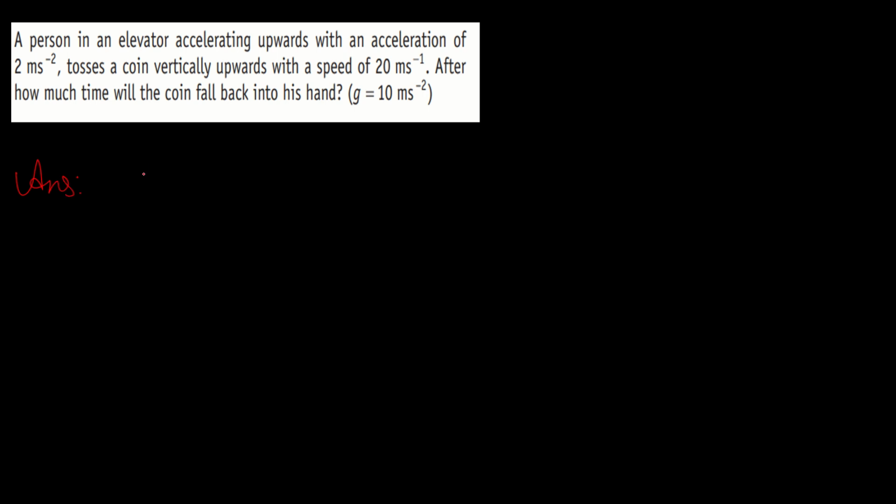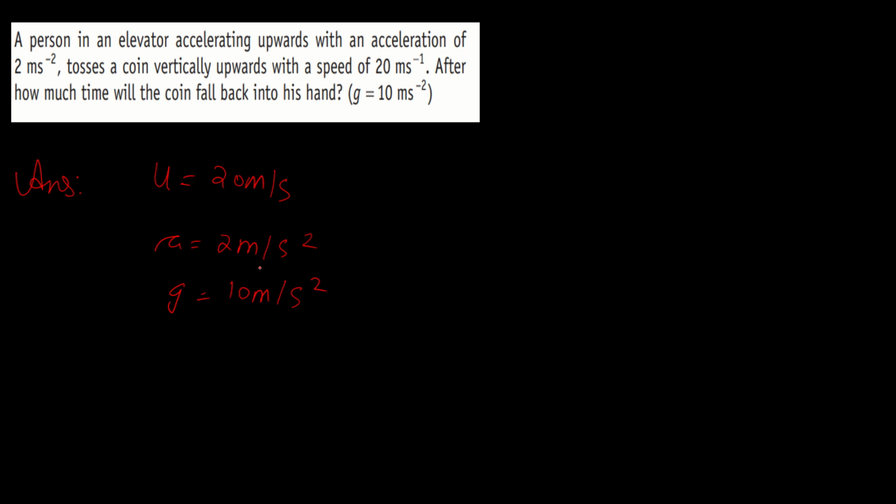So here, what's the initial speed of the coin? Initial speed of the coin I'm denoting as U. What is it? 20 meter per second, right? Okay, what is the acceleration of the elevator? A. I'm just writing down the given data first, because with the help of the given data we can figure out which equation to use. 2 meter per second square. Okay, what is the acceleration due to gravity? G is equal to 10 meter per second square, right?